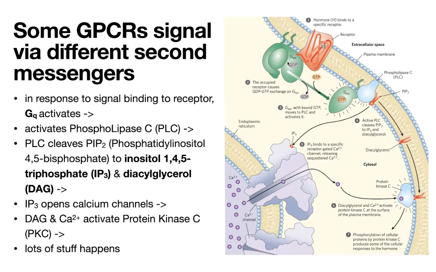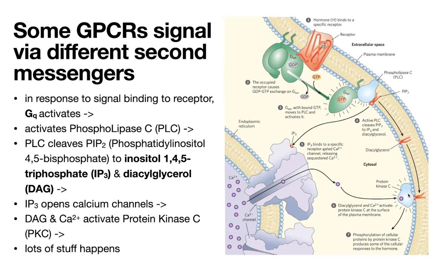Gq alpha swaps GDP for GTP. Now activated, the Gq alpha is going to travel and find phospholipase C and activate it. Phospholipase C is going to chop the head off of PIP2 to produce DAG and IP3. DAG is going to stay in the membrane, and it's going to travel and find protein kinase C.